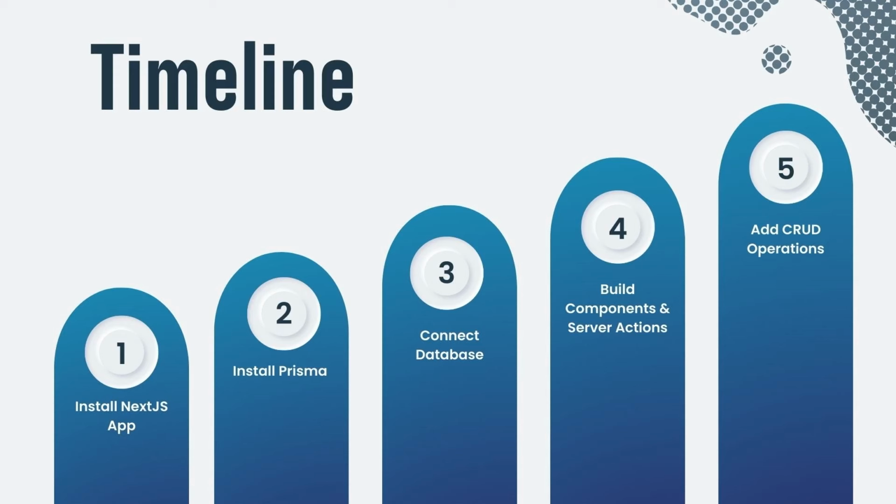The first step is going to be installing the Next.js app. Then we're going to install Prisma. We're going to connect the database, which is going to be our MongoDB database. And the fourth part is basically building components and server actions. And then the fifth part is we're going to connect them all together, the server actions, to do all the CRUD operations. So we have a lot of writing, editing, and deleting. We can do all of that to-do list operation in one setting with the server actions.